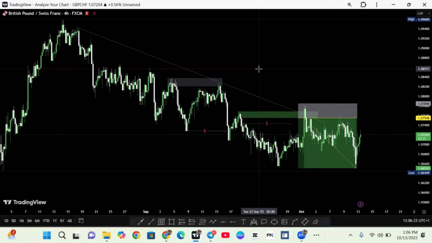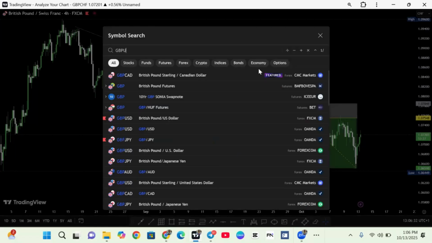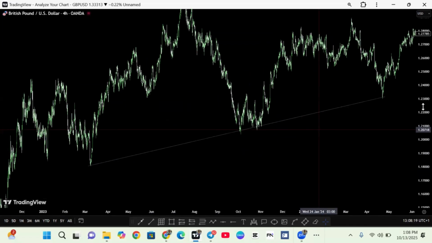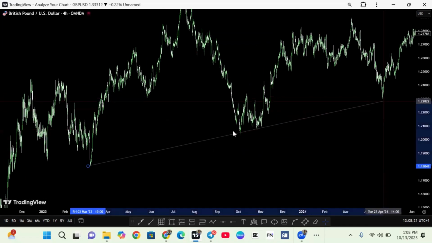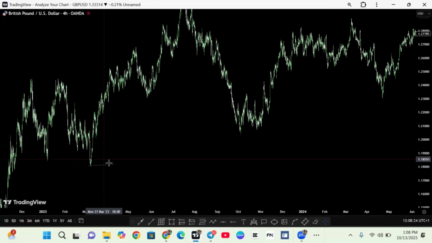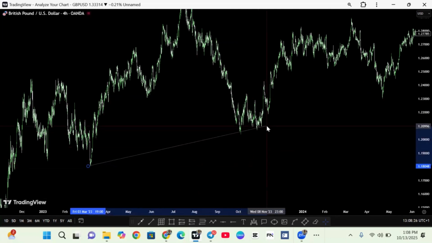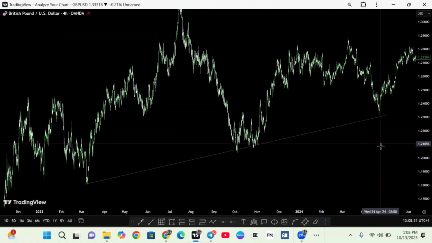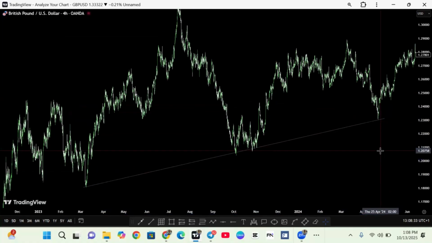So now let's look for another pair, and let me explain again in a separate way. Here we'll be going to GBP USD. I'll be drawing this trend line from here, connecting it to this one and extending it above. Now let me give you guys one secret about trend line. The higher the time frame, the stronger the confirmation and the stronger the trend. This is only 4 hours.